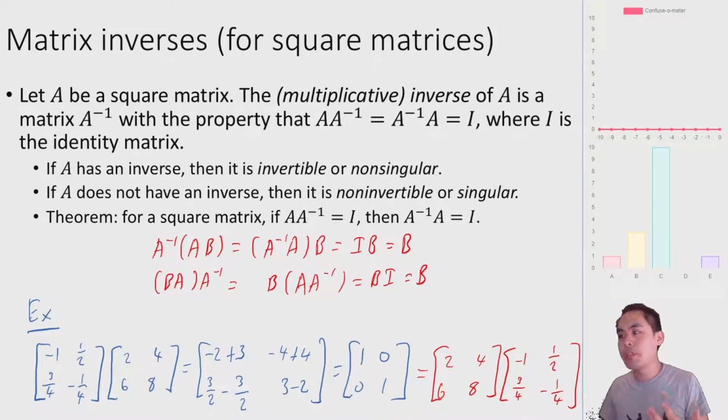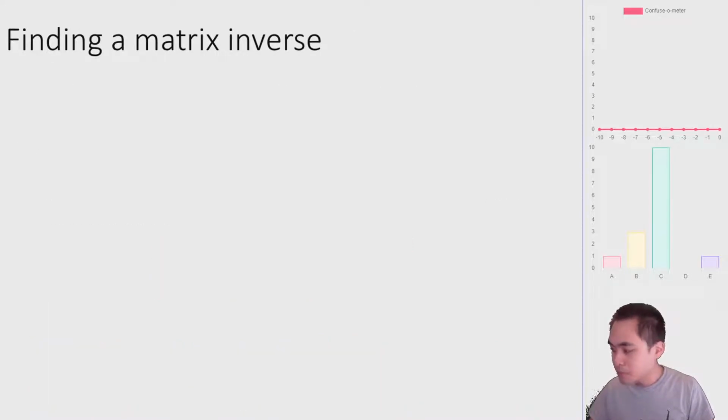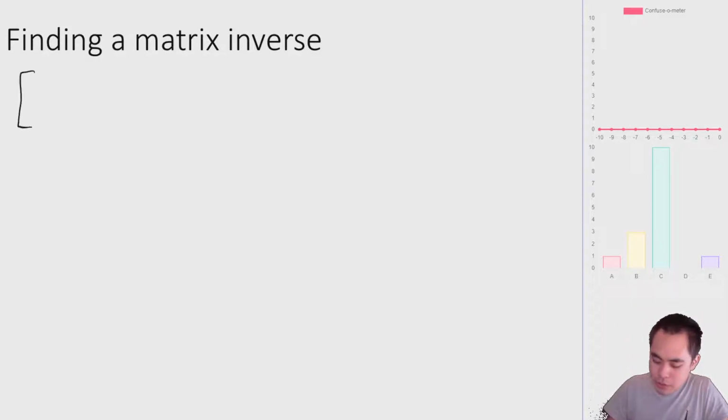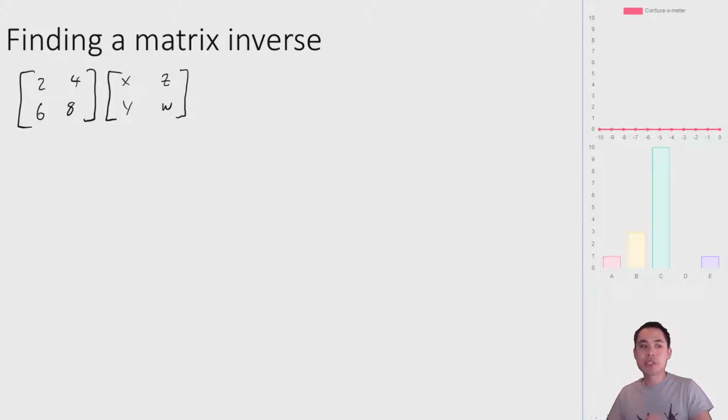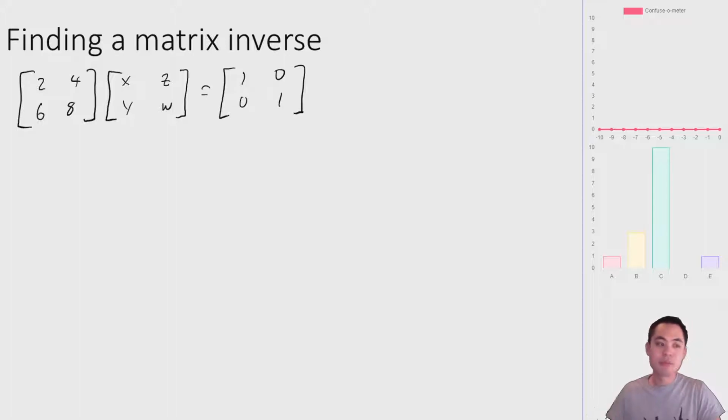But now, of course, the question is, how do you find it? Well, one way you can do that is you can solve a system of equations. So if you have [2, 4; 6, 8], we have some other matrix you want to multiply it by. So let's say this is [x, y; z, w]. These are unknowns that we're solving for. And we want this to be equal to [1, 0; 0, 1]. Okay, easy enough, right? It's some matrix that when you multiply by it, gives you the identity matrix.